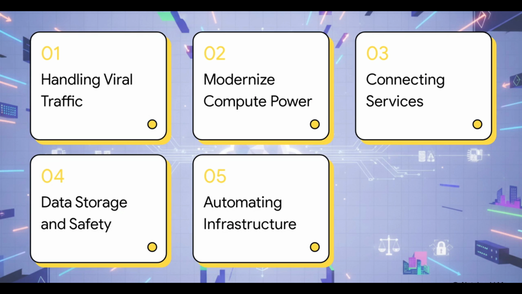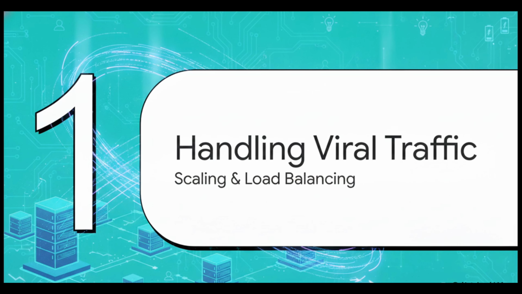Well, here's our roadmap for doing exactly that. We're going to take an application from barely surviving a traffic spike all the way to effortlessly running a global empire. We'll hit handling viral traffic, modernizing compute power, connecting services, data storage, and safety, and finally wrap up with automating the infrastructure. Right, so our very first hurdle is simply keeping the lights on. Let's look at Chapter 1, handling viral traffic, specifically scaling and load balancing.